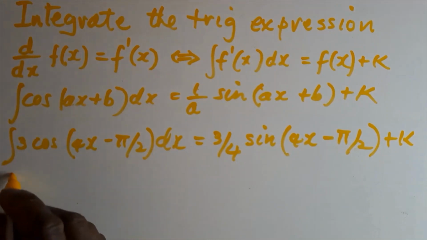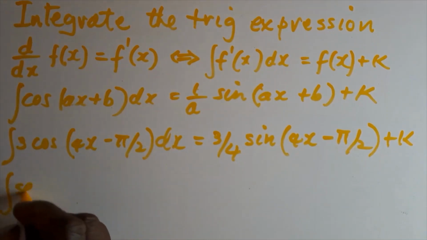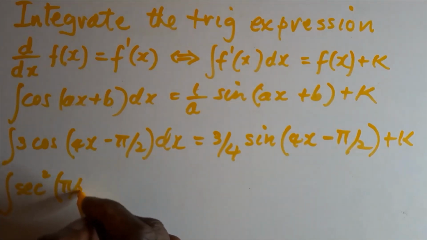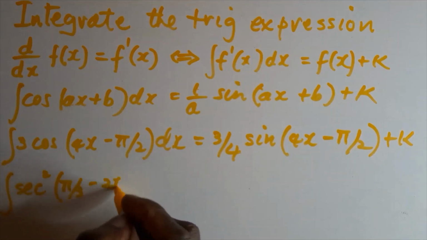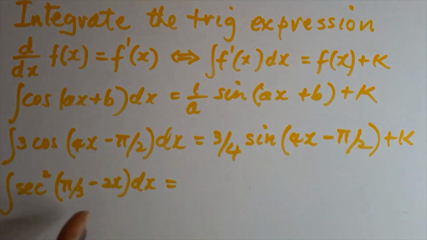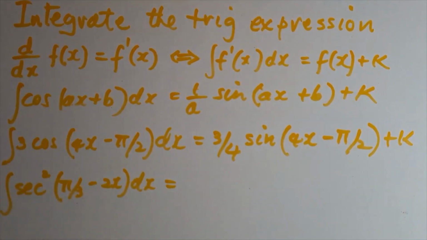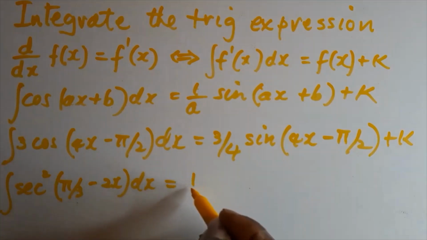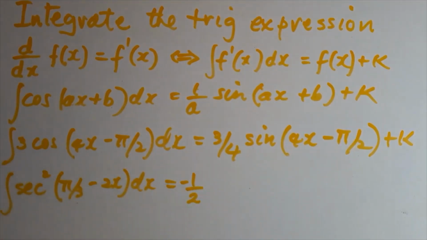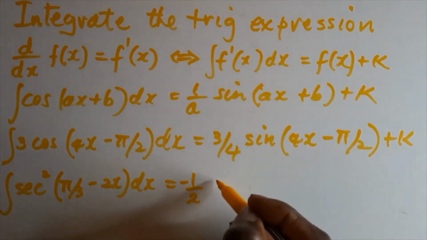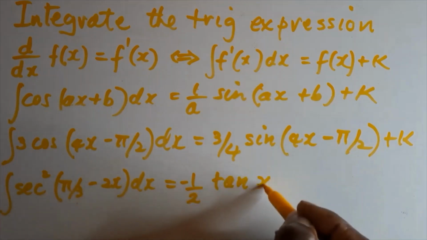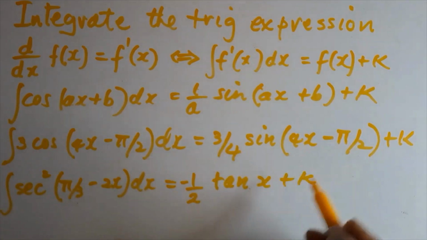Here's another. We have the integral of sec square pi over 3 minus 2x dx. Now a in this case is minus 2, so we have 1 over a, which is minus 1 over 2, or minus a half. And we have tan of that expression add k.